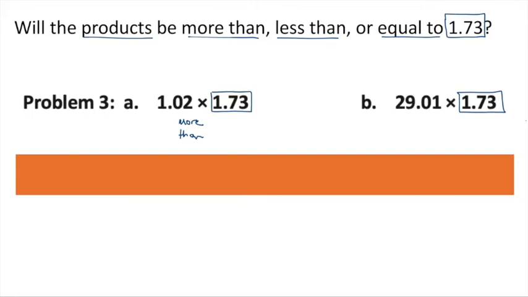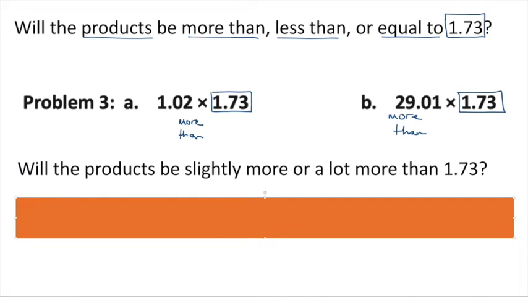Yeah, this one also is more than 1 whole, guys, right? Since this number is more than 1 whole, we know that the product that we're going to get is going to be more than 1 and 73 hundredths as well. Okay. Now here's the question.